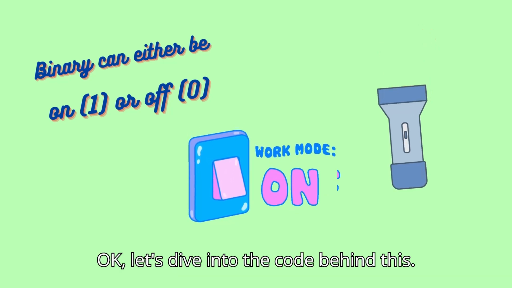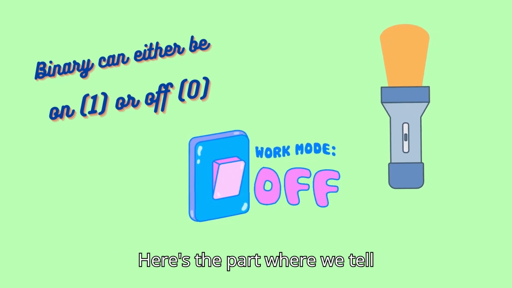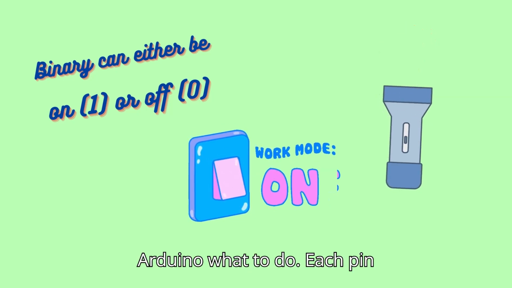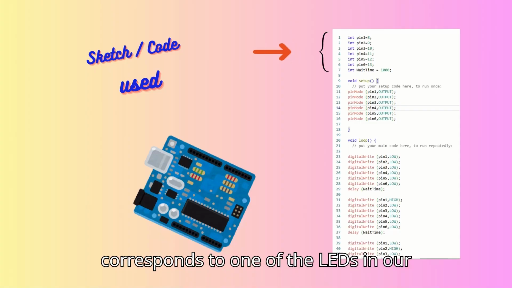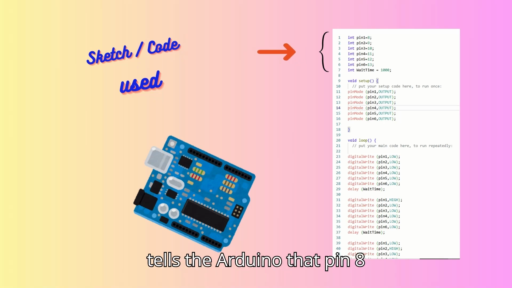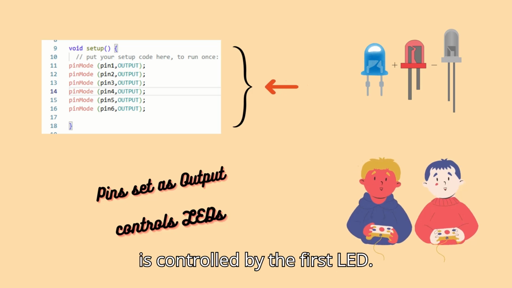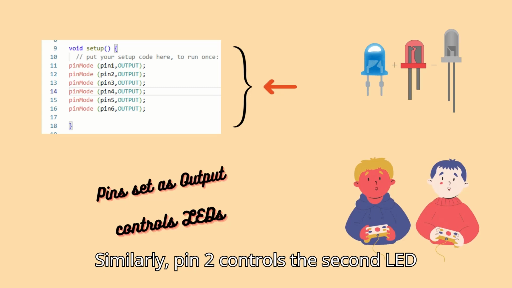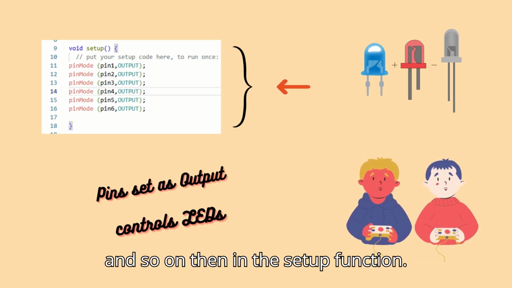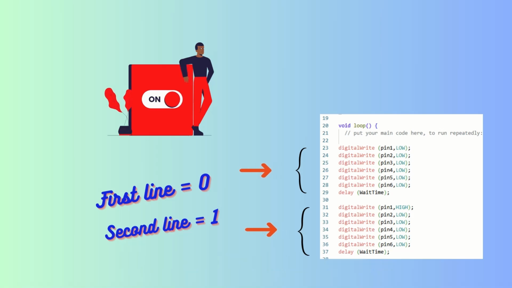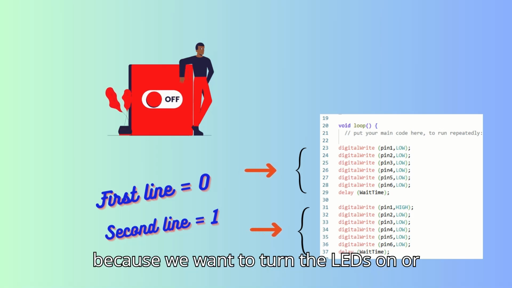Okay, let's dive into the code behind this. Here's the part where we tell Arduino what to do. Each pin corresponds to one of the LEDs in our circuit. This line, int pin1 = 8, tells the Arduino that pin 8 is controlled by the first LED. Similarly, pin 2 controls the second LED and so on. Then in the setup function, we set all the pins as output because we want to turn the LEDs on or off.